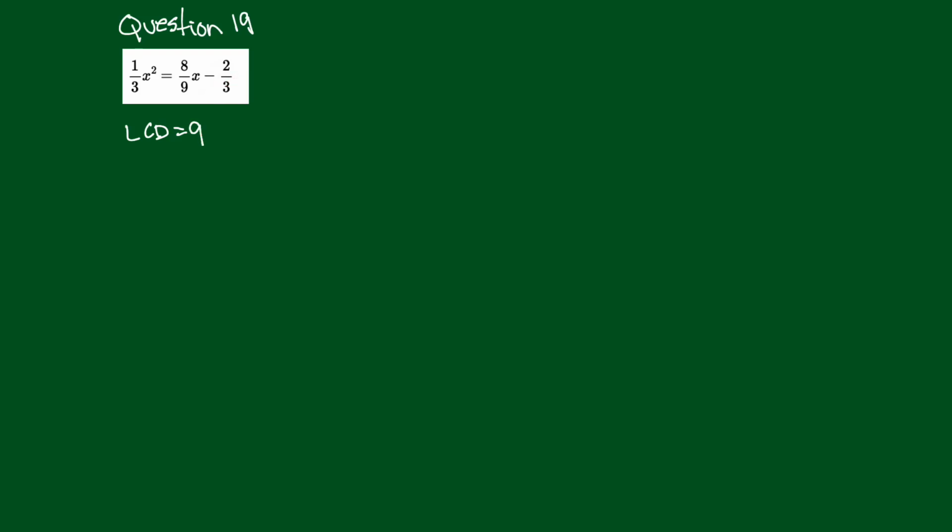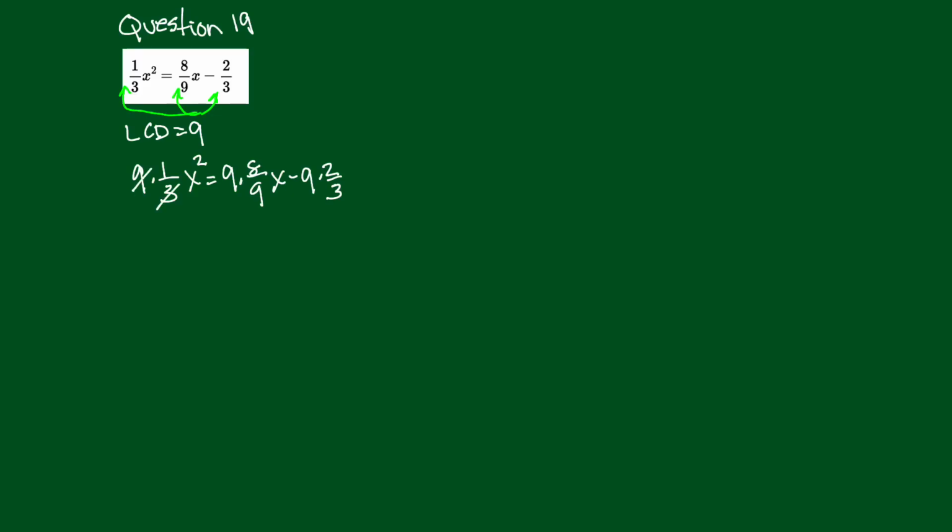How about 9? Now, we're going to multiply every single term up here by 9. So I'm going to write the 9 in front of this one, in front of this one, in front of this one. So let's do that. So we will get 9 times 1/3 x squared equals 9 times 8/9 x minus 9 times 2/3. Now all those denominators will drop out.